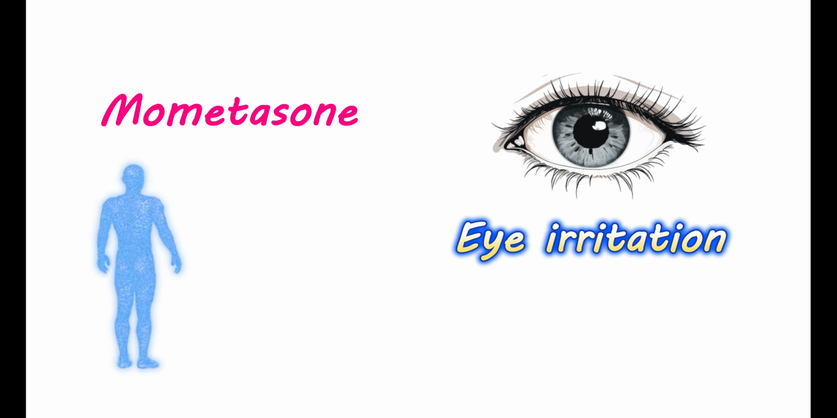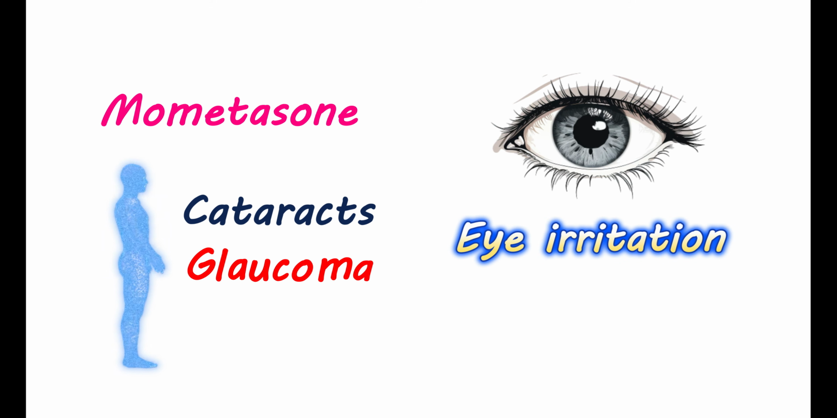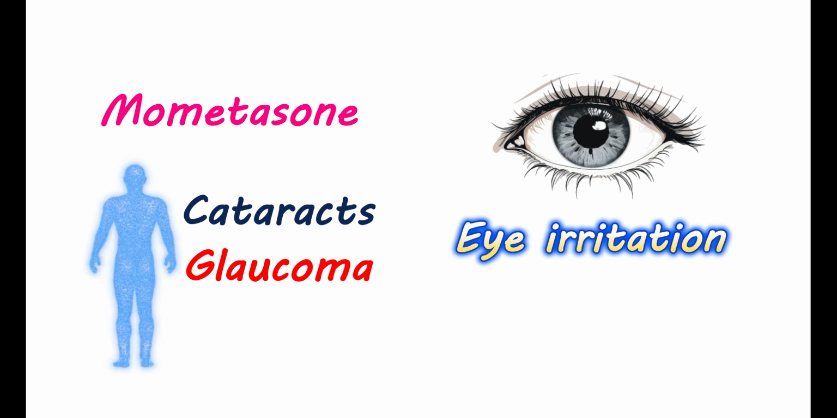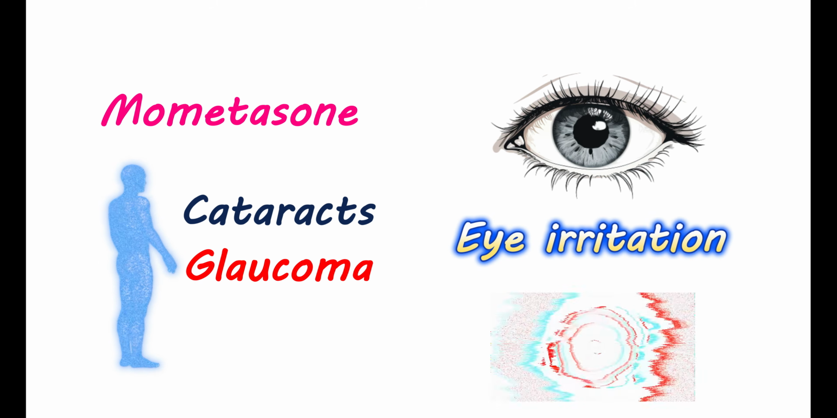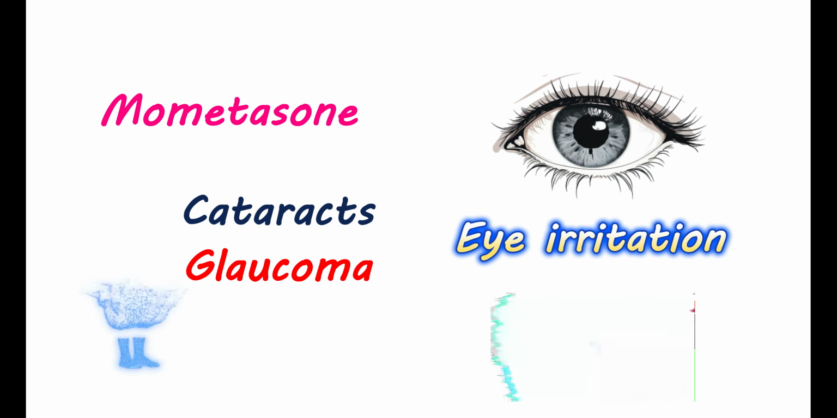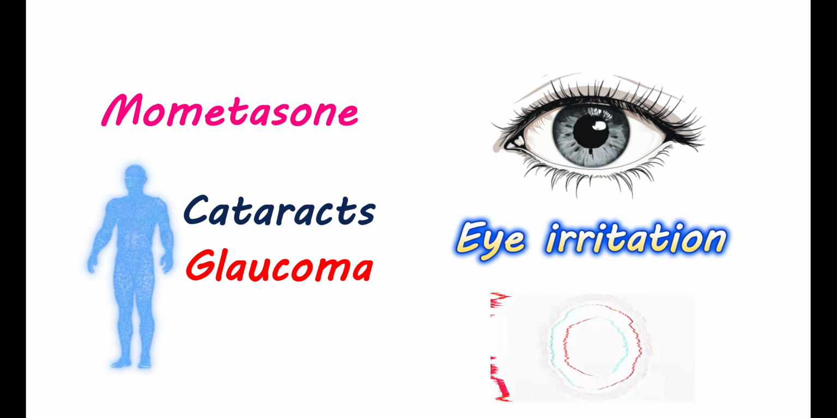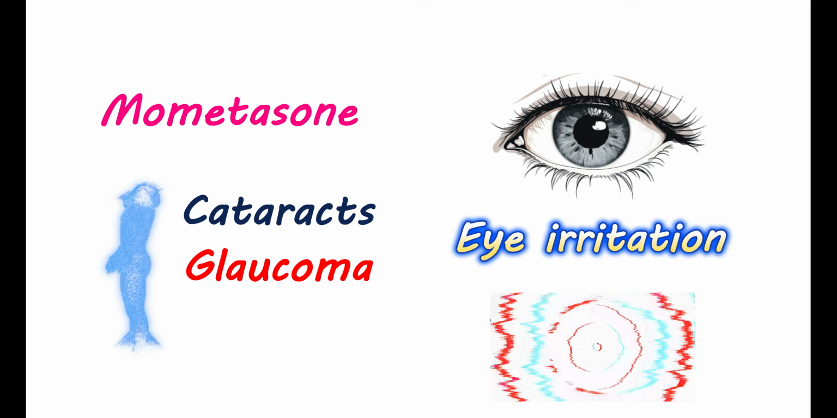Mometasone can increase the risk of developing cataracts and glaucoma when it reaches significant levels in your body. Therefore, try to notice any unusual changes in the vision while using this medication. You may have blurred vision and difficulty seeing at night. Your vision is cloudy and dull. You may also have halos in the vision.